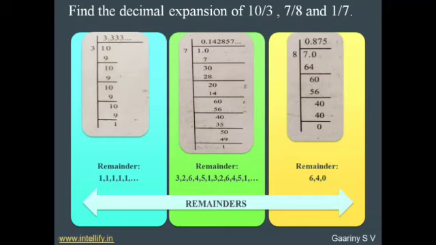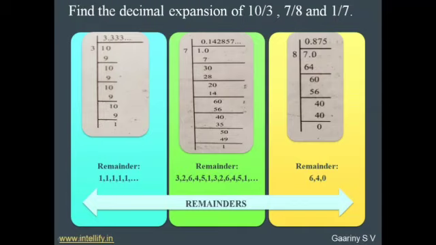Okay, now look at another one. You are going to divide 7 by 8. You already know 7 is less than 8. So you are putting a decimal point here in the quotient and adding a 0 in the dividend. You have to divide 70 by 8 here. So you are putting 8 in the quotient, and when you multiply 8 by 8 you get 64. 70 minus 64 gives 6.